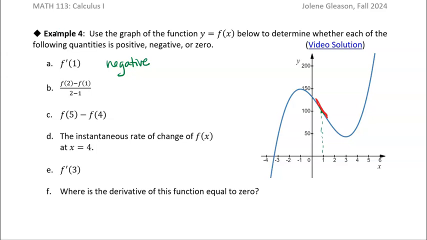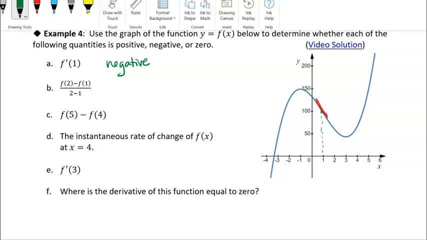Now, what is this next thing? It's f of 2 minus f of 1 over 2 minus 1. So what is that? That is the average rate of change between x equals 1 and x equals 2. So is that positive or negative or 0? Well, let's draw what that looks like. That's a slope, right? It's a change in y, because if y is equal to f of x, it's a change in y over the change in x.